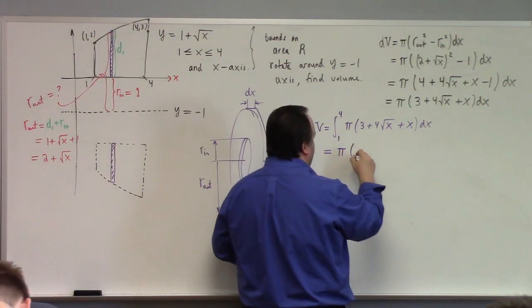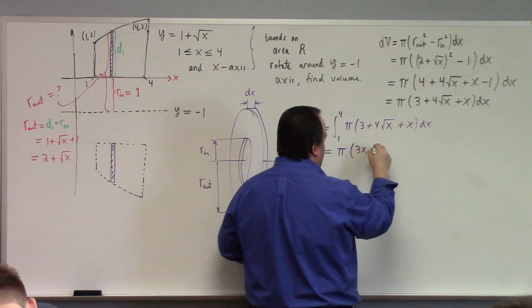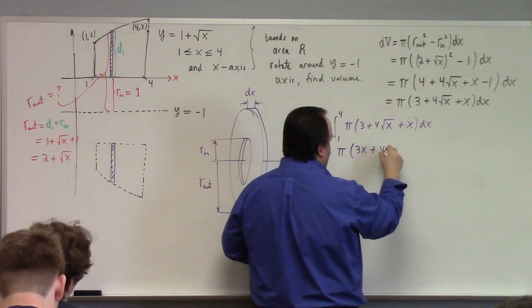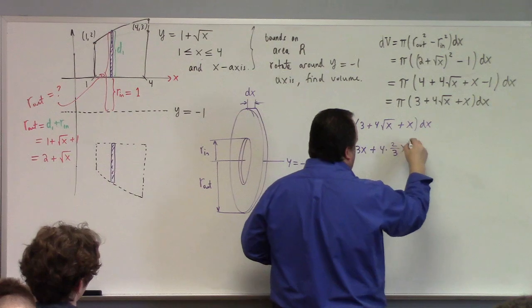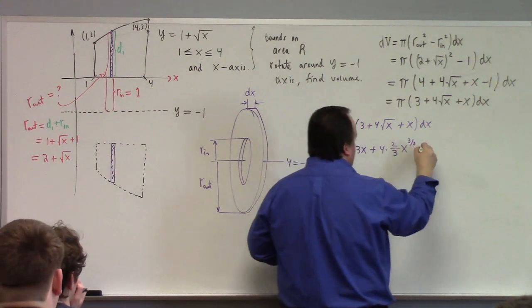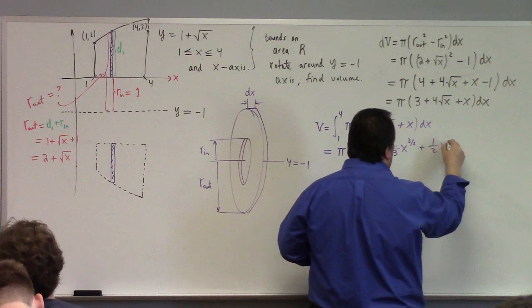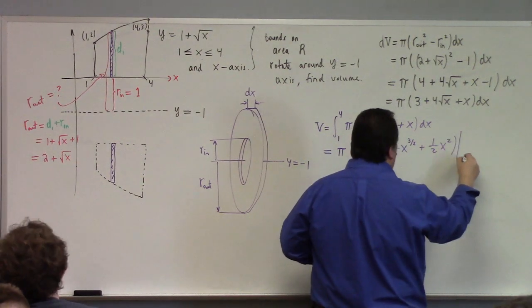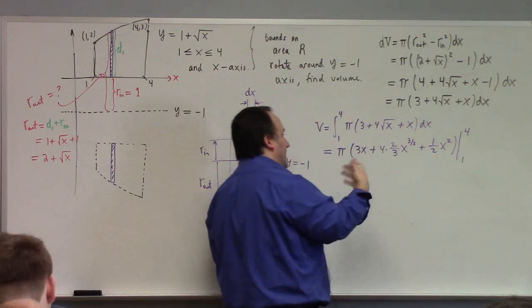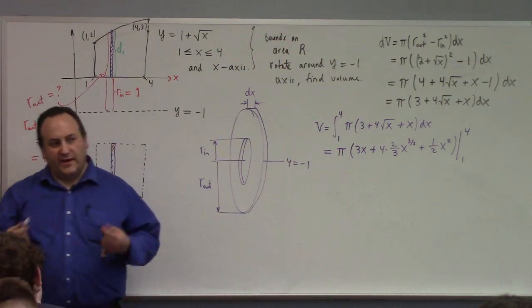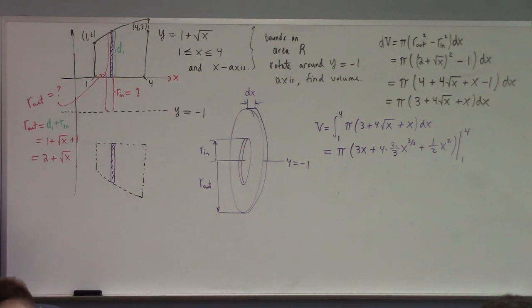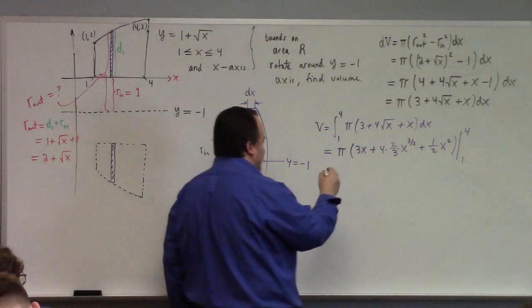Let's see here. So we get pi, and then we've got 3x plus 4 times 2/3 x to the 3/2 plus 1/2 x squared, evaluated from 1 to 4. I did that. It's the 1/2 power, right? 1/2 plus 1 is 3/2, but then I'm dividing by 3/2, which is the same as multiplication by 2/3. That's why there's that 2/3 there, right? We've seen this a number of times, I think.